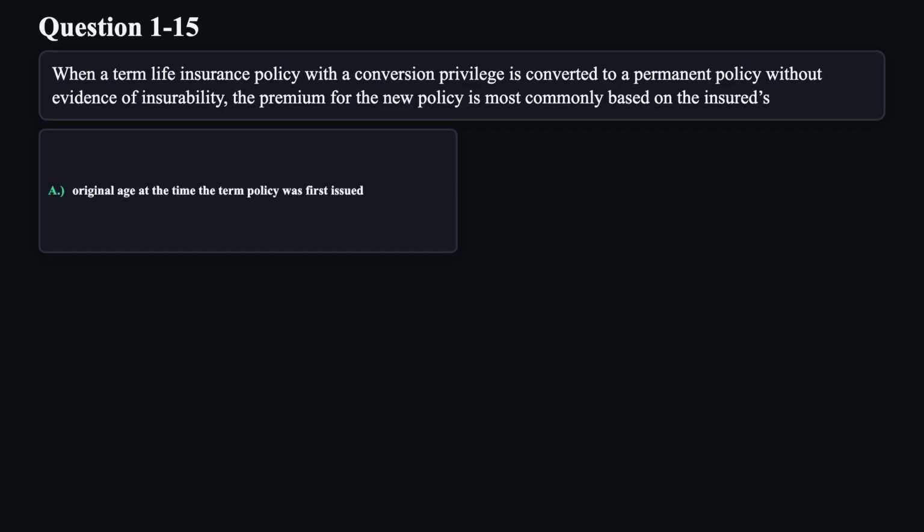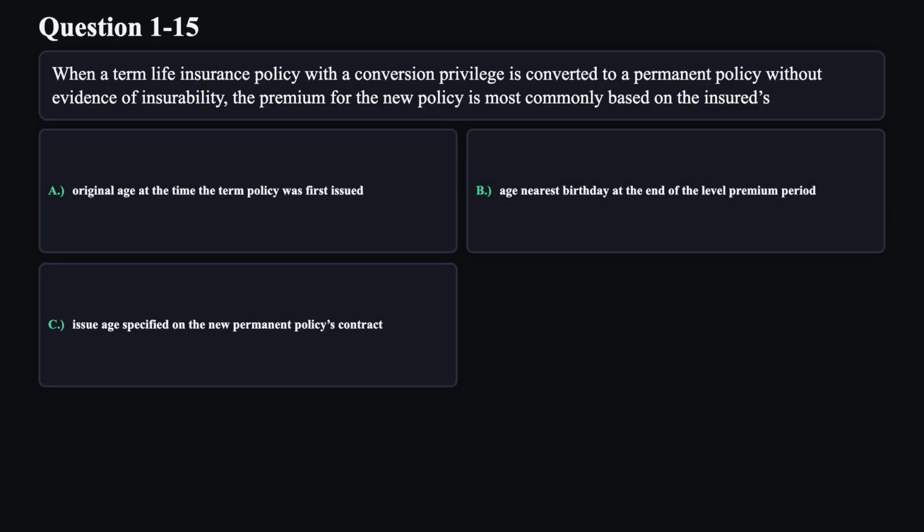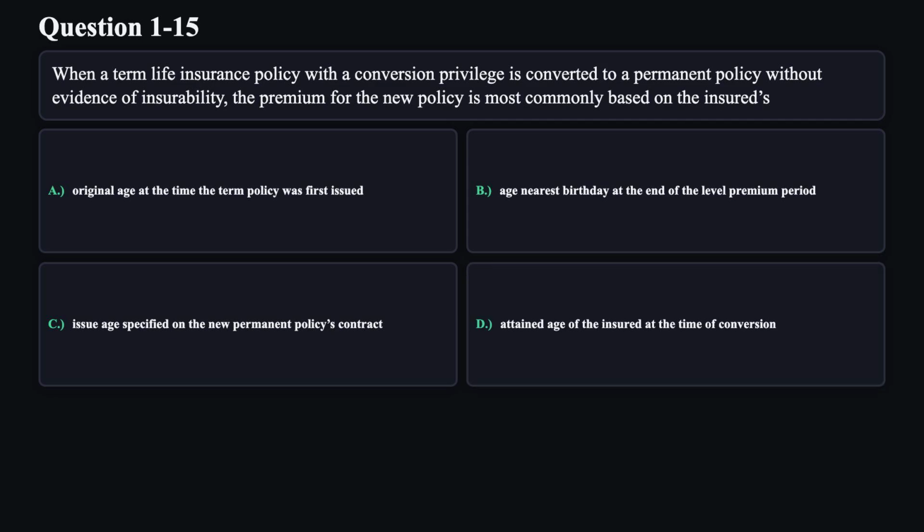A. Original age at the time the term policy was first issued. B. Age nearest birthday at the end of the level premium period. C. Issue age specified on the new permanent policy's contract. D. Attained age of the insured at the time of conversion.